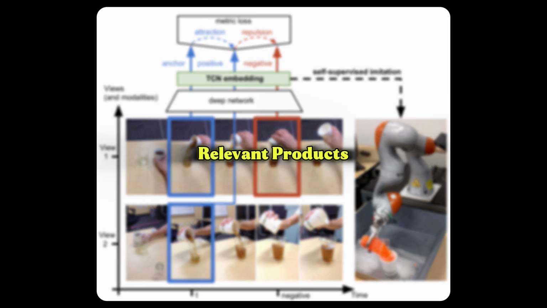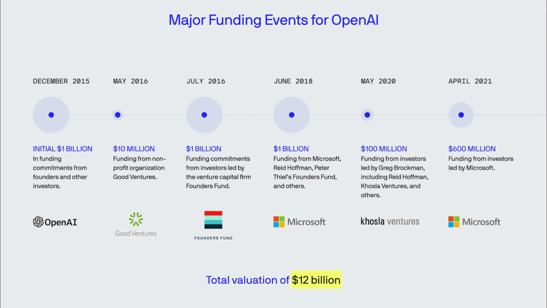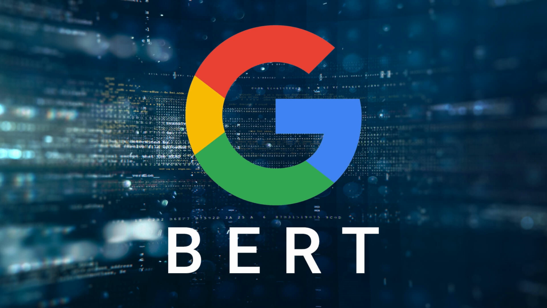Relevant products. One of the most popular examples is the GPT series from OpenAI, which trains on large amount of text to produce coherent, context-aware responses for applications ranging from chatbots to content generation. Another famous model is BERT, developed by Google, which has transformed how search engines interpret user queries by learning subtle language patterns.